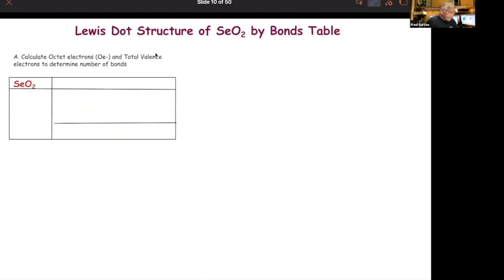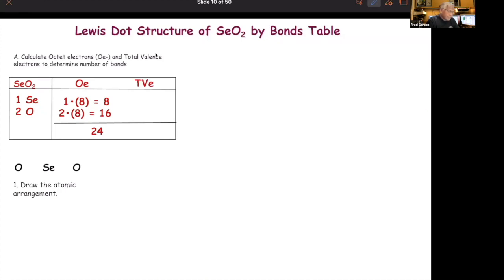Okay, let's take a look at this selenium dioxide. I won't walk you through this, just kind of watch. That's selenium and 2 oxygens. The connectivity is selenium in the center, and the oxygens are surrounding it. 8 and 16, that's 24. Each atom brings in 6: 6 for selenium, it's in the oxygen family, and 6 for oxygen, but there's 2 of them, that's 18. 24 minus 18, that's 6.